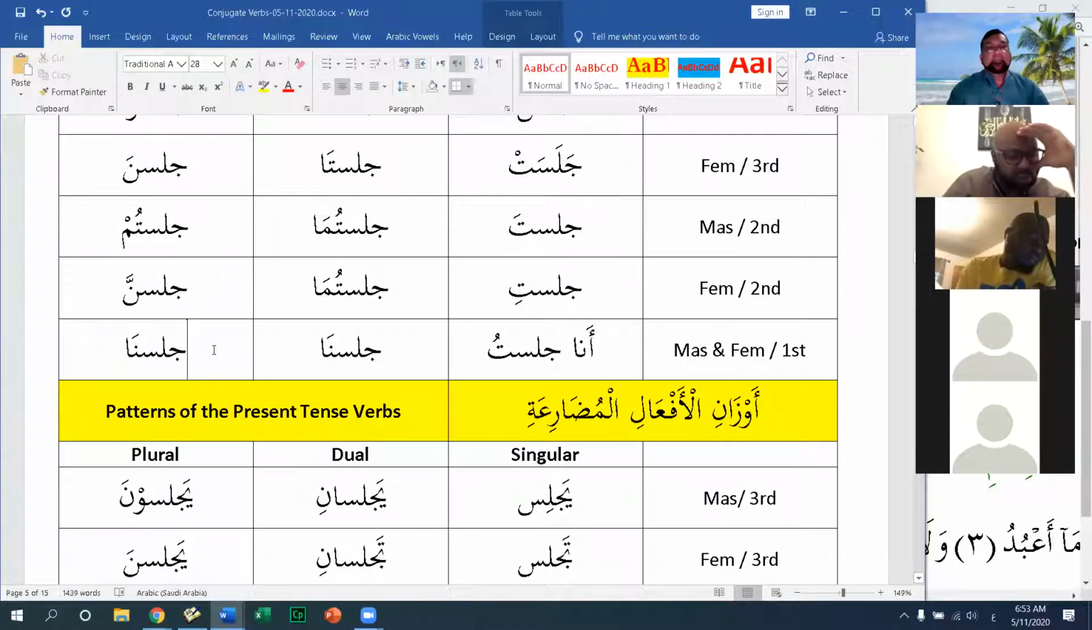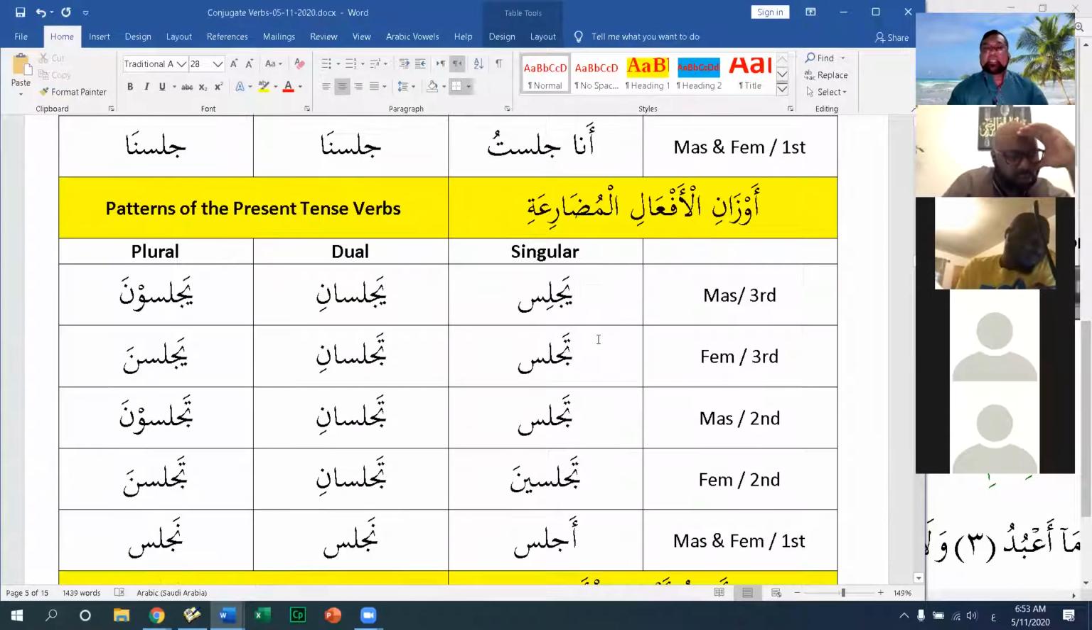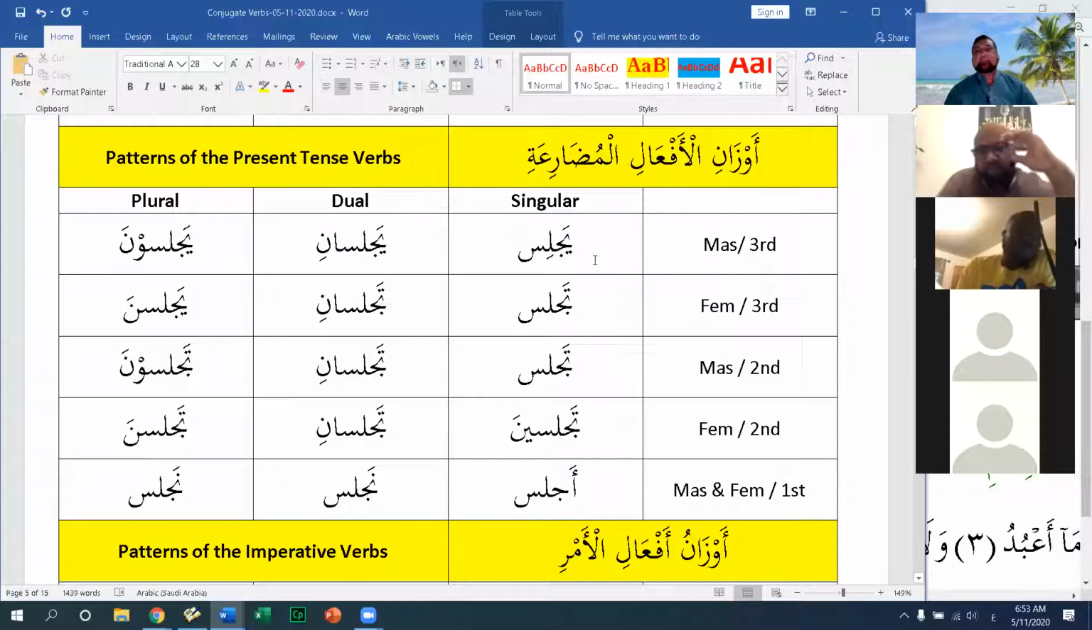I think that's it. Well, nahnu is the same. Jalasna. So let's go ahead and do present tense quickly. Okay. Present tense. Huwa.